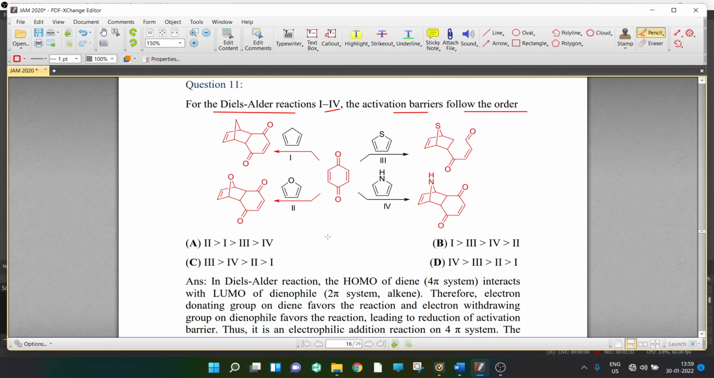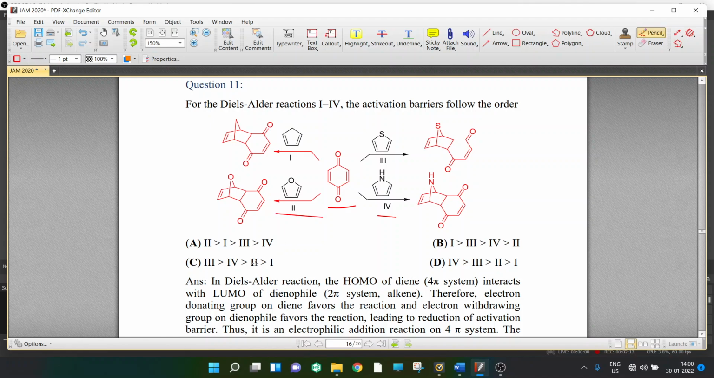So Diels-Alder reaction, what we know, it is a 4 plus 2 pericyclic reaction, right? So addition reaction. So if you look here, there are two systems. One is this reactant which is fixed for all, and then we have to compare between this and this, right? This is what is called a dienophile, and these are the systems which are called dienes.